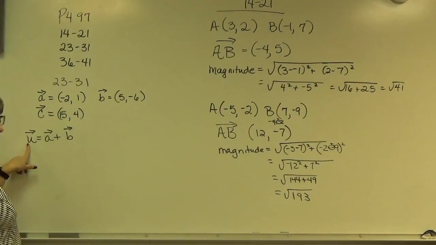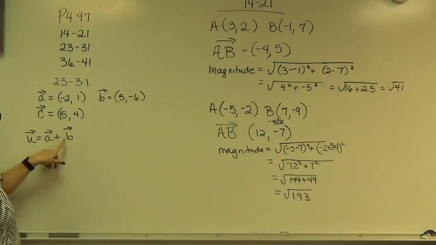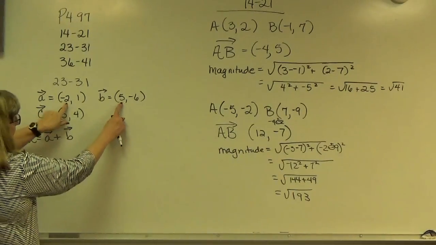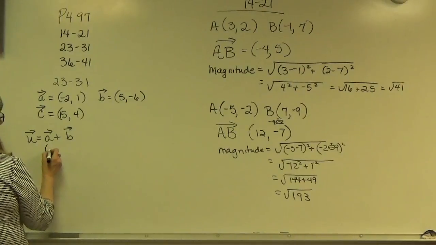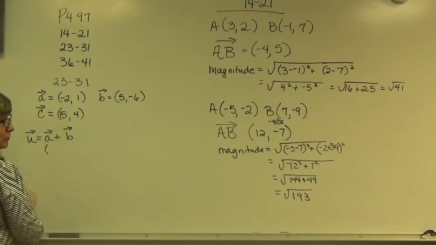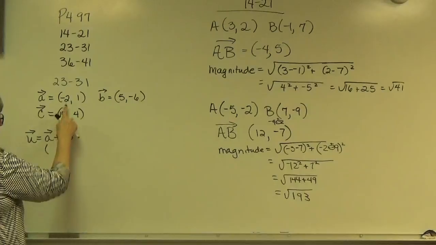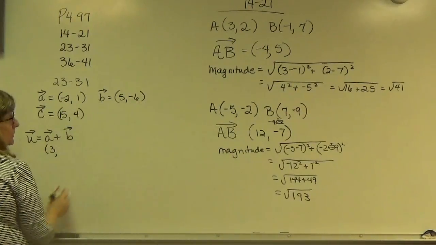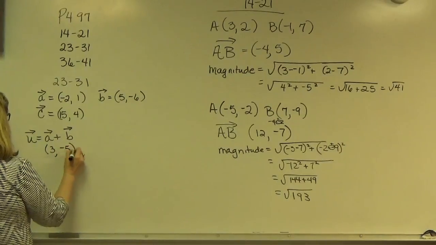So what's it tell me to do to find u? Add a and b together. So all you got to do is add those numbers together. So what's a negative 2 and 5? What's C? C is 15 and 4. So what's a negative 2 plus 5? And what's 1 plus a negative 6? Negative 5. There's your answer.